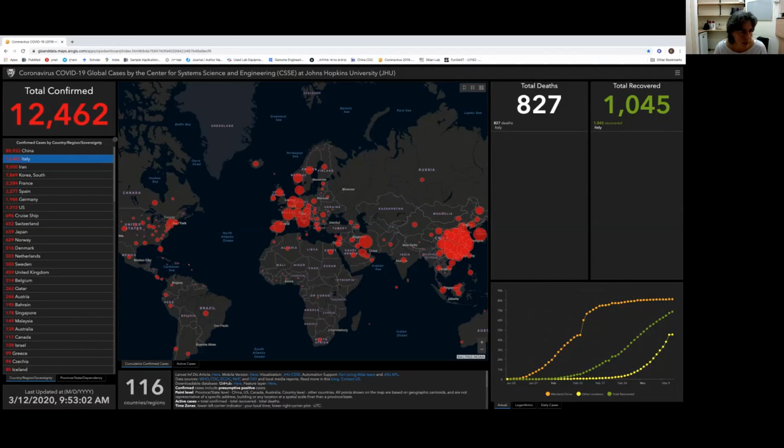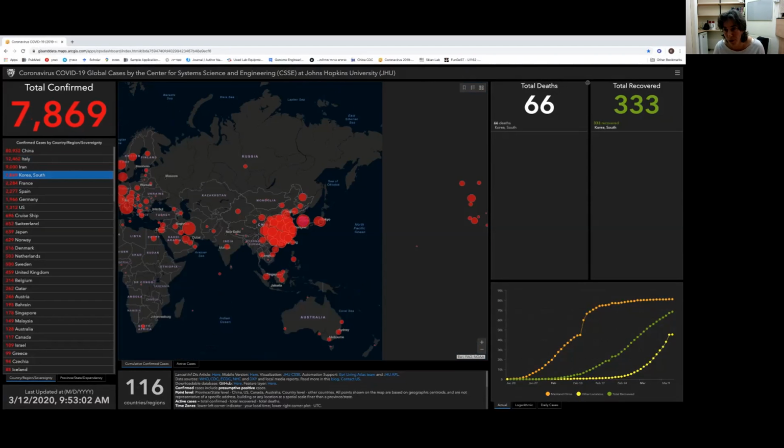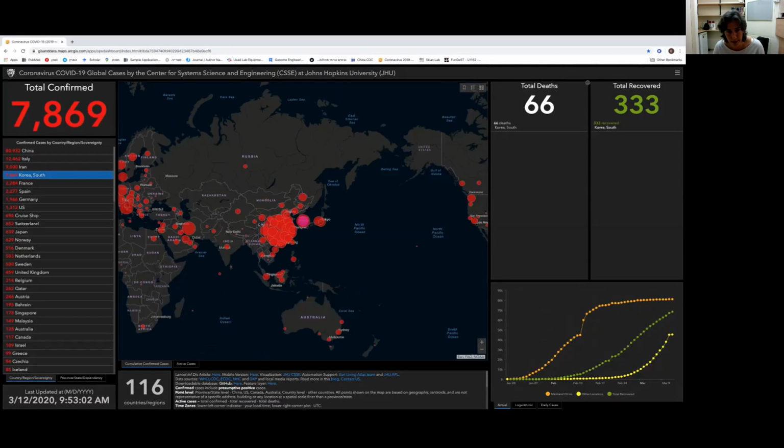If you go to Iran or South Korea, which has more or less the same order of magnitude of infections as Italy, which has 827 deaths, you can see that South Korea has only 66 death cases, and we'll discuss that in the next slide. So the death rates seem to be much lower in South Korea. We'll talk about it in a minute.